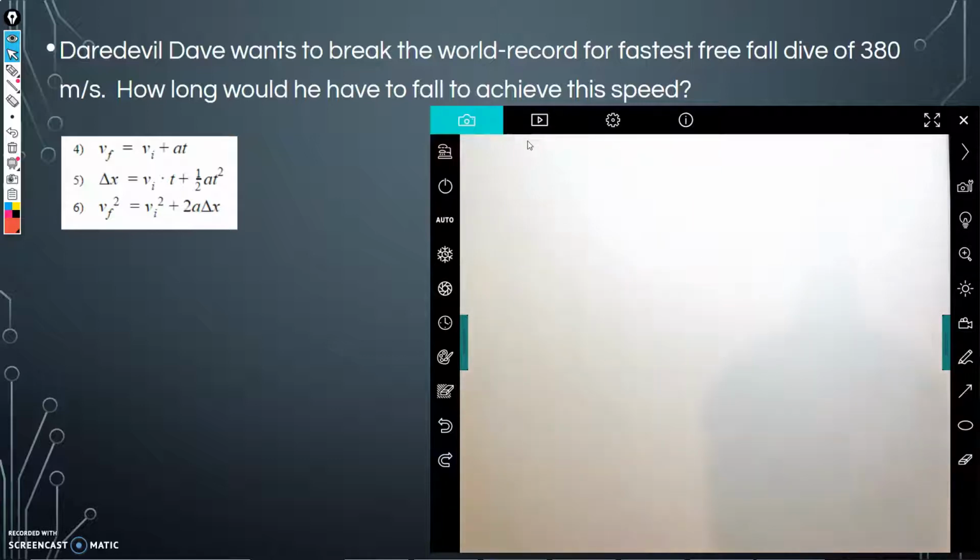So we're going to assume that Daredevil Dave is a skydiver. He's going to jump out of a plane or something like this, and then fall freely. We're going to assume that there's no air resistance to slow his descent, and that he's just going to continue to accelerate due to gravity as he falls faster and faster, ultimately trying to reach this speed of 380 meters per second. So let's write down what we know.